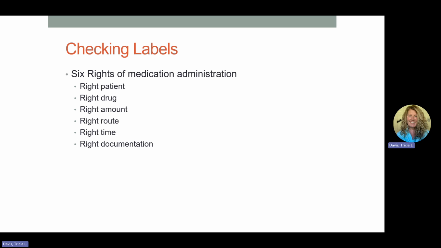All right, another thing you need to know for your exam. When we're checking labels and getting ready to administer a medication, we always have to follow the 6 rights of medication administration. So what are the 6 rights? We have to make sure that we always have the right patient. Then we have to make sure that we are giving the right patient the right drug. We have to give the right amount, by the right route, at the right time. And we have to make sure that we document it correctly. So the right documentation.